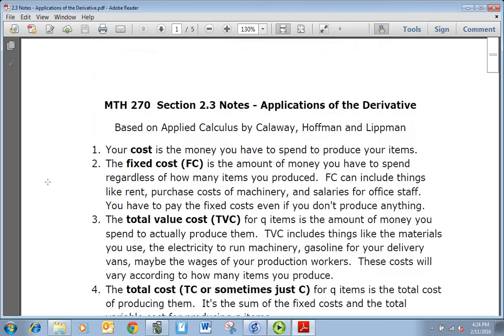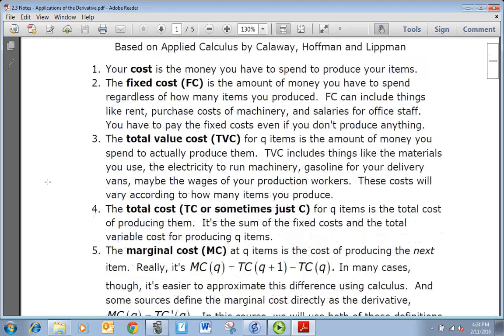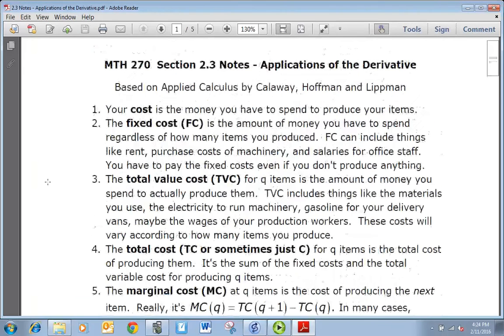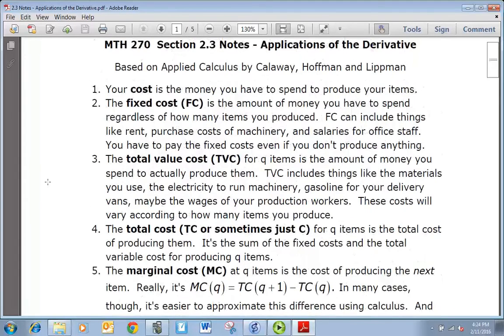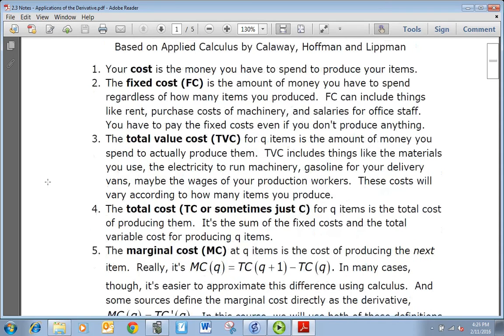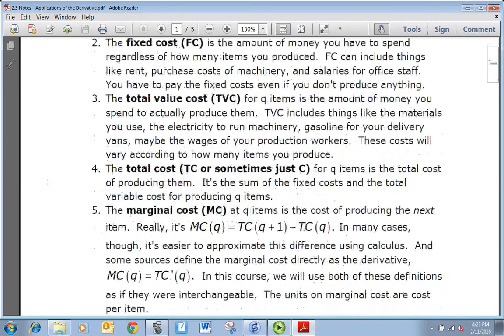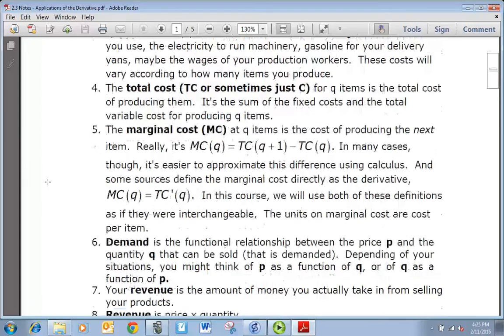All right, in section 2.3, we are covering applications of the derivative. So what you're going to see here is a whole bunch of vocabulary, which should be review for the most part, but it's a good idea to read through these. We talk about cost, fixed cost, total variable cost, just total cost, or sometimes that's just called cost. Marginal cost. Now that one is probably a new one, or it might be a new one to you, or you might have heard of it before. It's the cost of producing the next item.